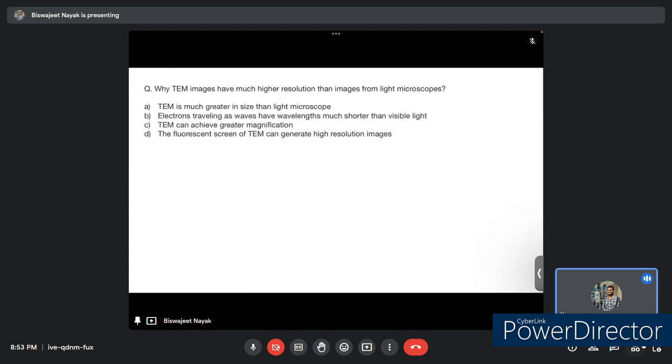So why do TEM images have much higher resolution than images from light microscopes? It's because of the sources we use. We use an electron source in TEM, but in a light microscope, visible light is the source. Electrons have a lower wavelength than light. So the resolution becomes better, as resolution is given by sin inverse of lambda by d. As lambda decreases, the resolving power increases. So the correct answer is electrons traveling as waves have wavelengths much shorter than visible light.